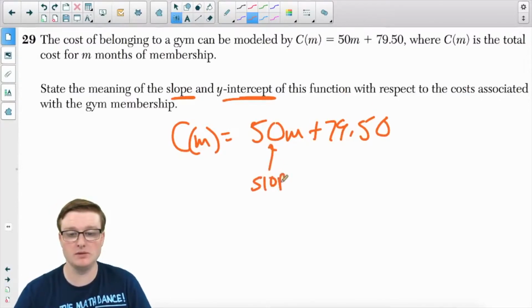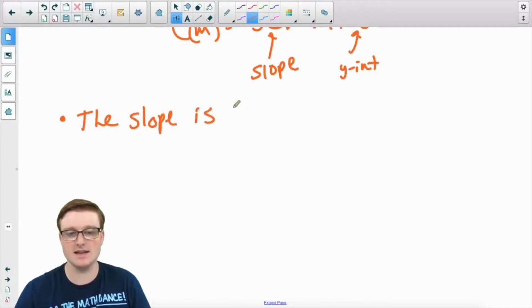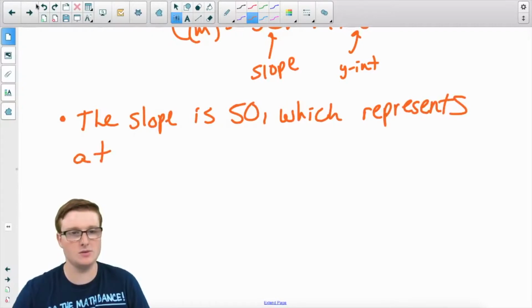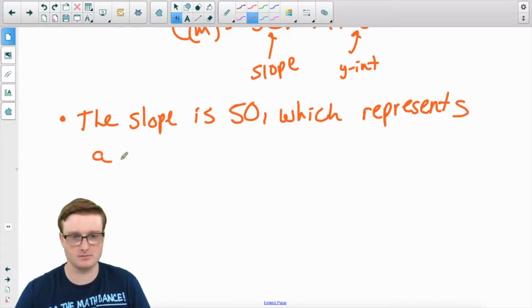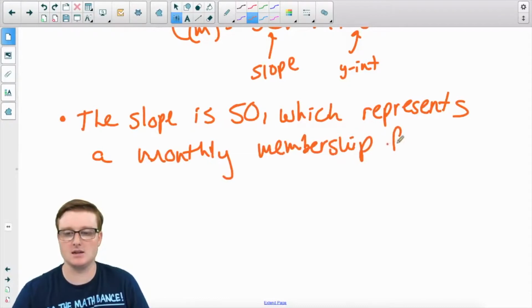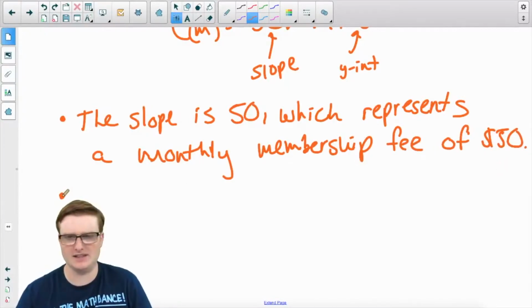That 50 is your slope. That 79.50, that is your y-intercept. So your answers are going to be that the slope is 50, which represents a monthly membership fee of $50. So in order to stay in the gym, you have to pay $50 per month. I don't even know if that's expensive.